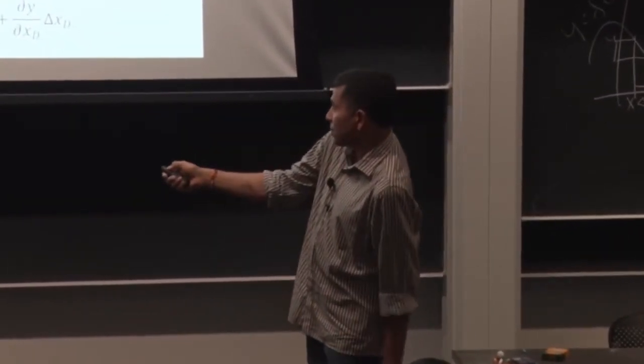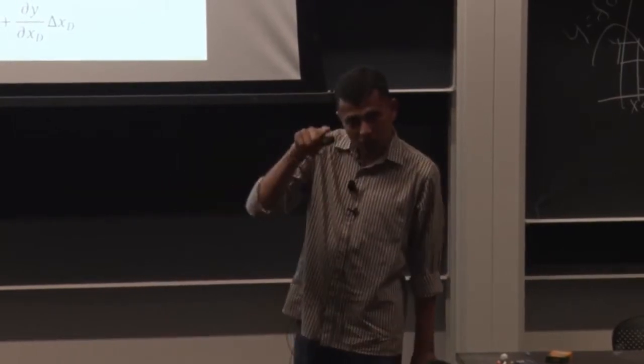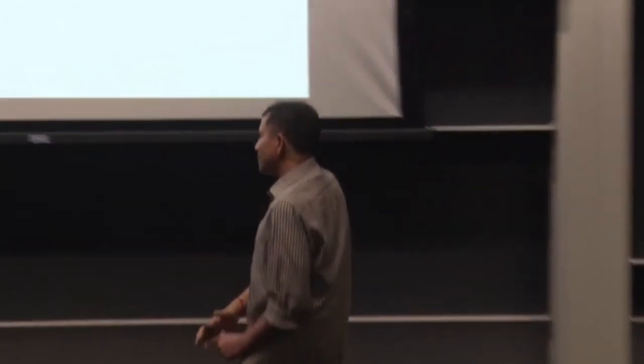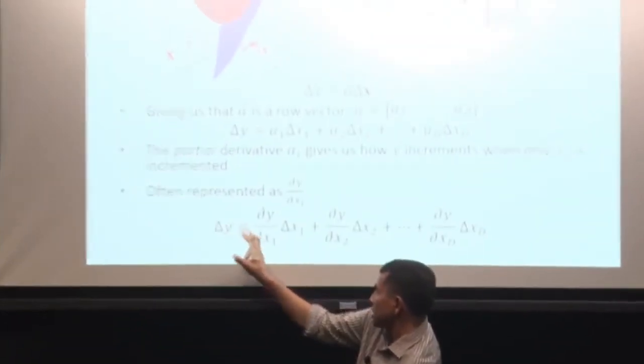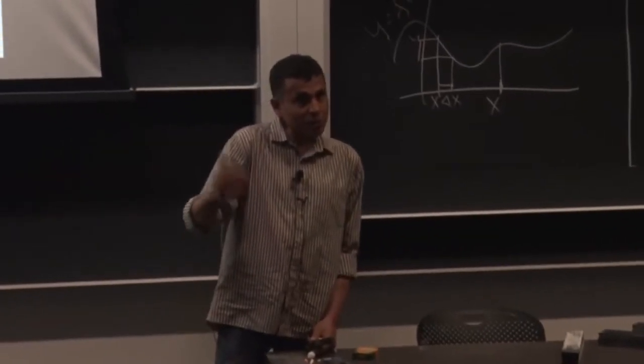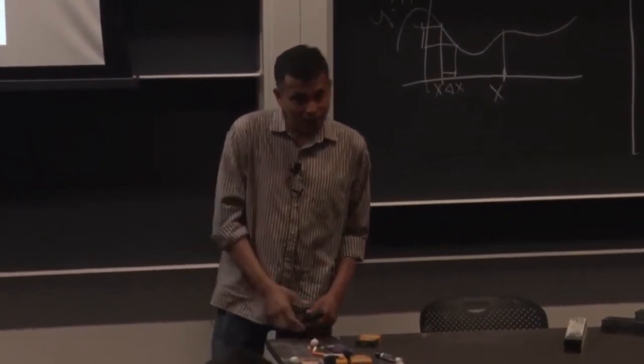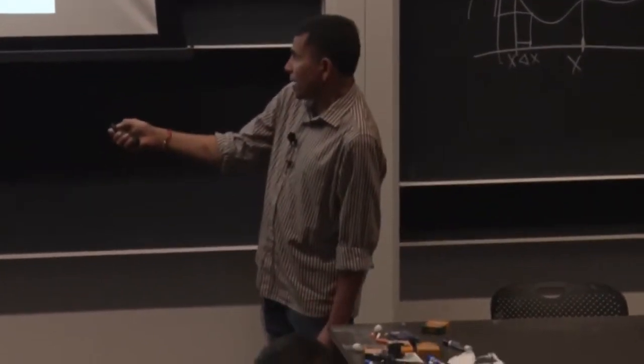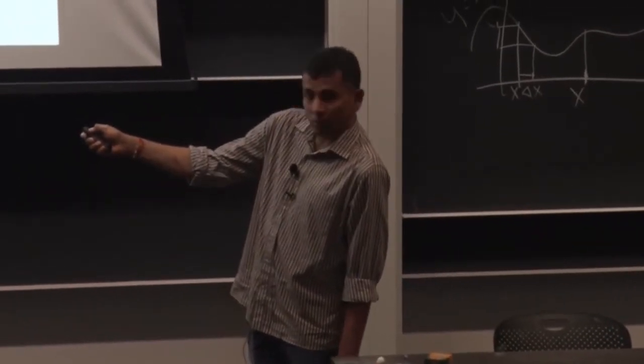And that we will represent using this dou notation. So delta y is going to be the partial derivative of y with respect to x1 times delta x1 plus the partial derivative with respect to x2 times delta x2 and so on. But where this comes from becomes clear if you start from this one.